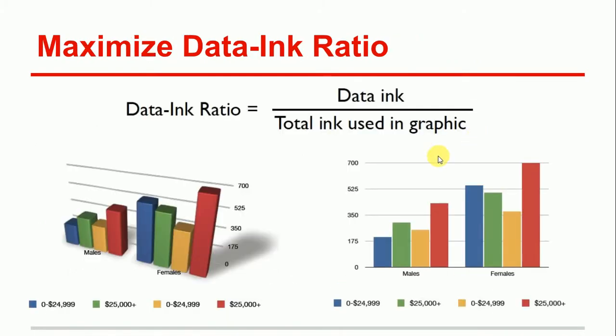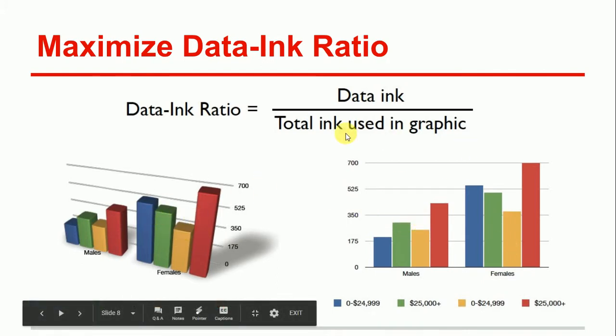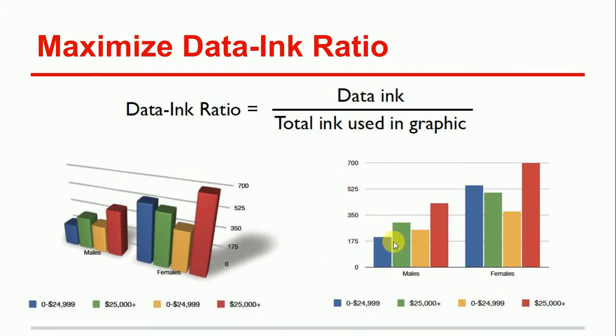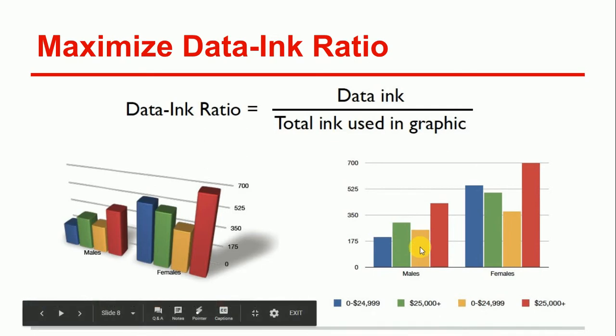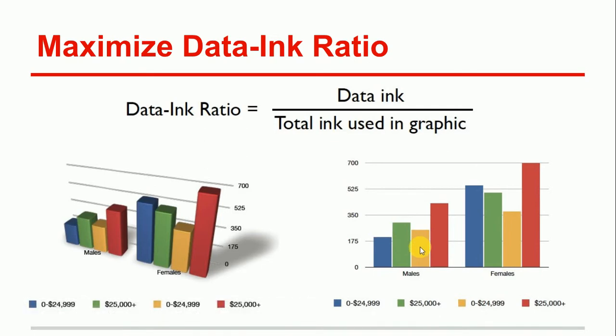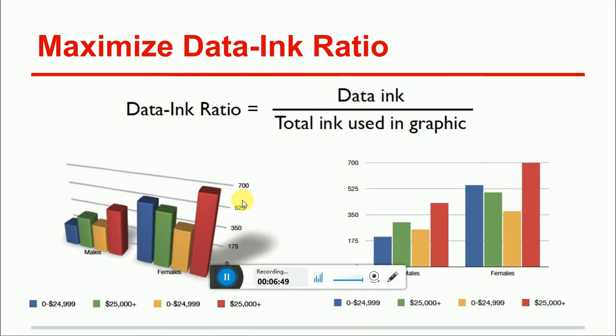Now as an example, let's look at this. Data ink ratio is how much data you're presenting divided by the total ink used in the graphic. If you look at these two images, they present the same information. However, this one is better than this one because this one is using less ink to present the same amount of data or the same amount of information. In fact, both of them are even histograms. So having this 3D image doesn't really help. It's not adding more value to your presentation.